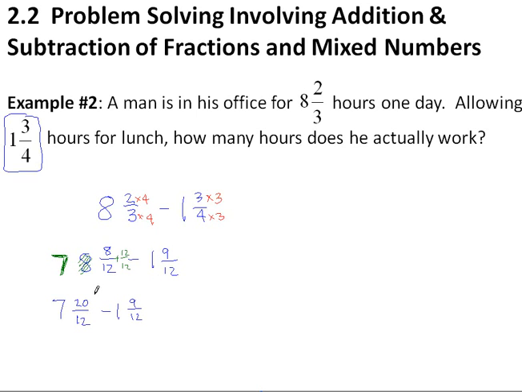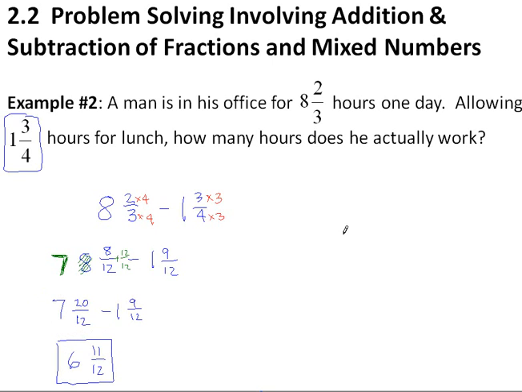Now we're set. Now we can subtract. You have 20/12, you lose 9/12, you're down to 11/12. And then for your whole numbers, you have 7, you lose 1, you're down to 6. So this guy has 6 and 11/12 productive hours while he's at the office.